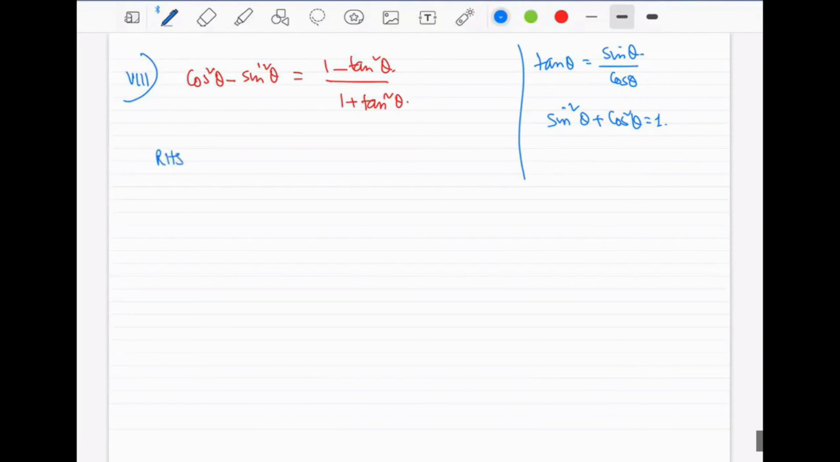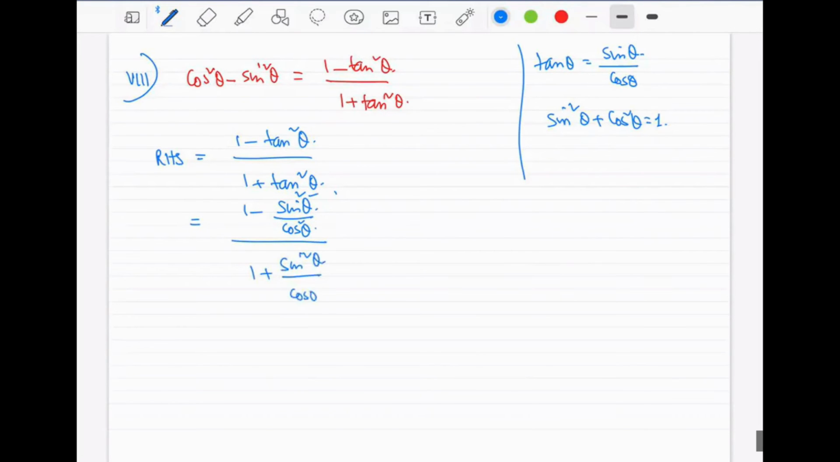Right hand side is what? 1 minus tan square theta by 1 plus tan square theta. Use this formula. Tan theta, you express this as sine theta by cos theta, here and here. Very simple. 1 minus sine square theta by cos square theta, by 1 plus sine square theta by cos square theta.